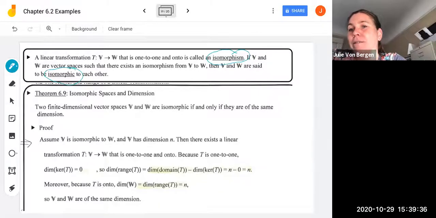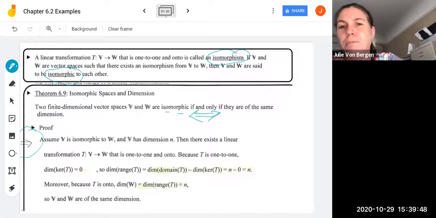So since this is an if and only if statement, we are gonna do the forward direction of the proof first, and then we'll do the backward direction. So the forward direction is to assume that V and W are isomorphic. So we are going to assume V is isomorphic to W and V has dimension n. So we're going to try to show that W must also have dimension n.